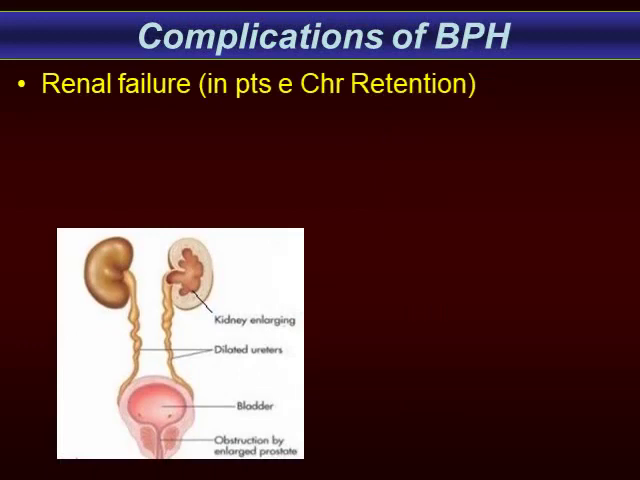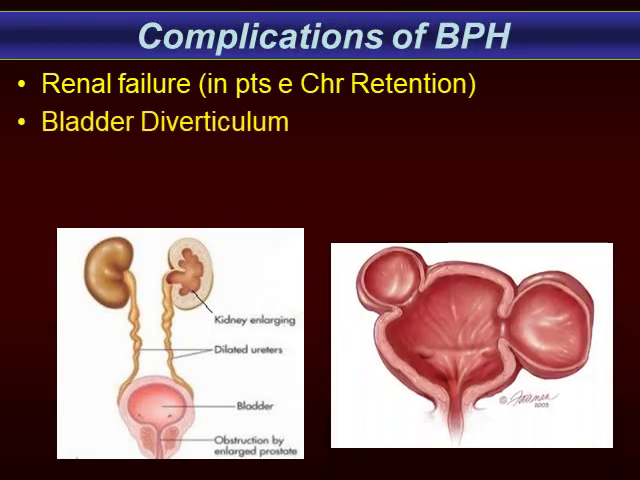The high intravesical pressure may be reflected to the upper urinary tract, kidneys, and ureter, and may cause renal failure, especially in patients with chronic retention. As we have seen in the slide of the pathophysiology, it may cause bladder diverticulum. This is a picture of a diverticulum due to herniation of the mucosa through areas of weak muscle.